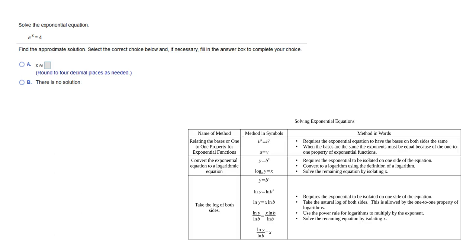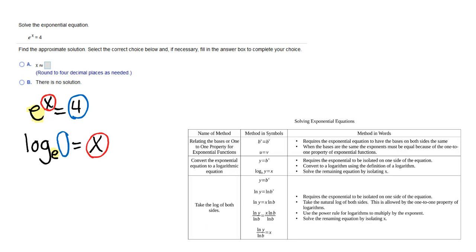So let's try both. If you have e to the x equals 4, and you try to take this exponential equation and write it as a log, you would write the word log, and then you're going to write the base of the exponent as the base of the log. So that's going to become base e. The log always equals the exponent. So this exponent here is what that log equals. And then this 4 that's on the other side of the equation is what goes inside the log. So we end up with log base e of 4 equals x.